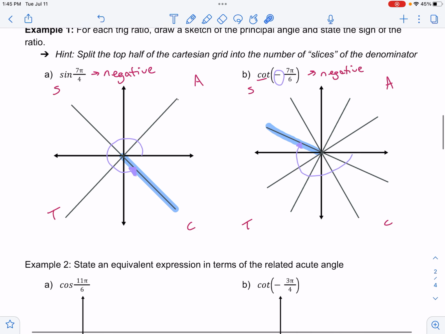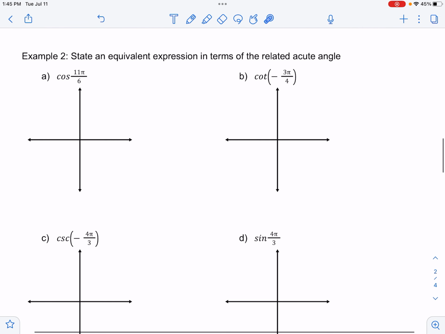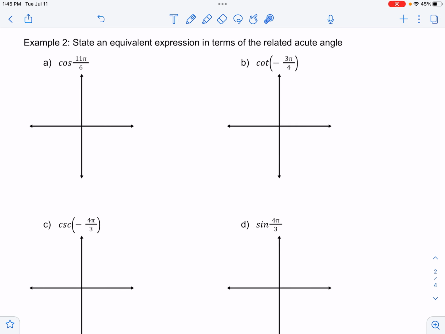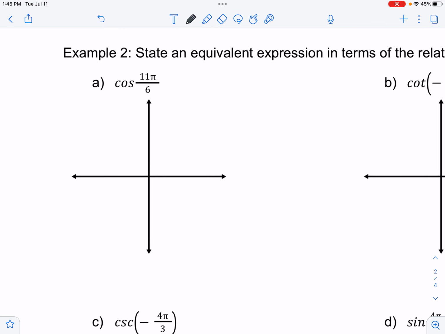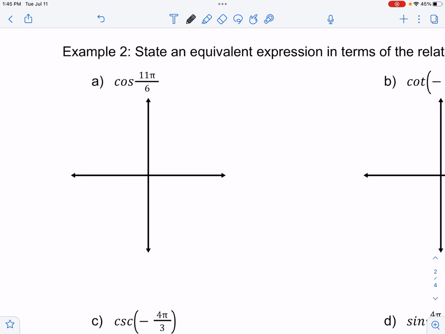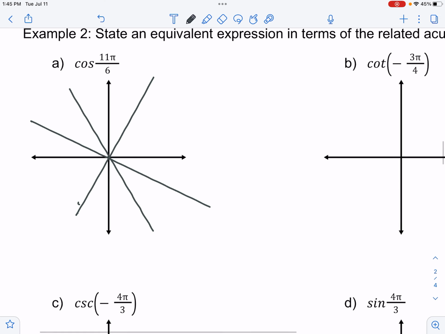Okay, another example that we're going to do here, we need to state an equivalent expression in terms of the related acute angle. Okay, let's sketch. We're going to start with our first one here. Cosine of pi by 6. I need once again to split my Cartesian grid into sixths. And I'm doing my best to do that. Cool. Get rid of these little extra tails here. Got a little too excited. Okay, awesome.